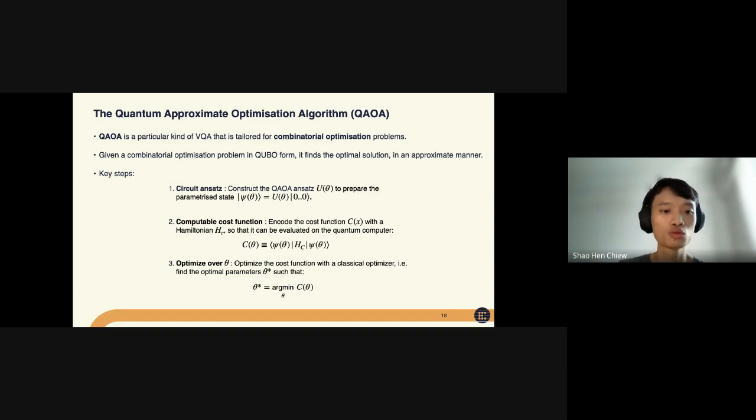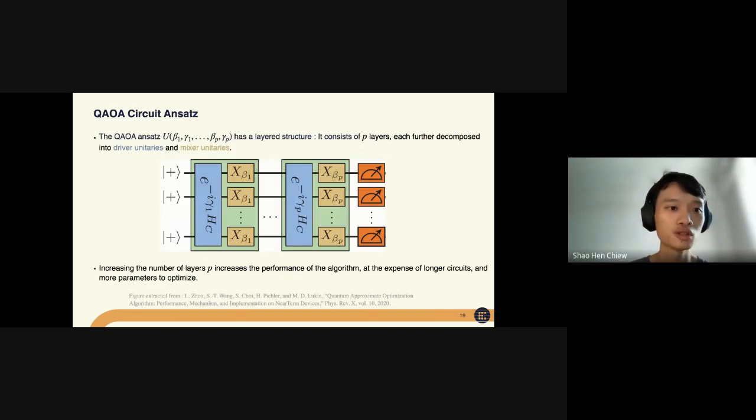Once we have the first 2 components, we just choose a classical optimizer, for example, gradient descent, and optimize over the parameters theta. So how does the ansatz look like? It has a layered structure, which is represented in this picture that I extracted from this paper that I linked below.